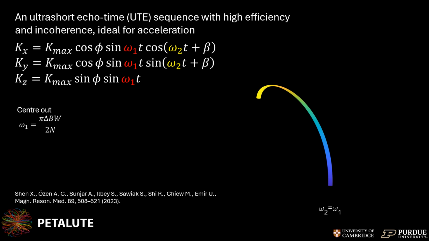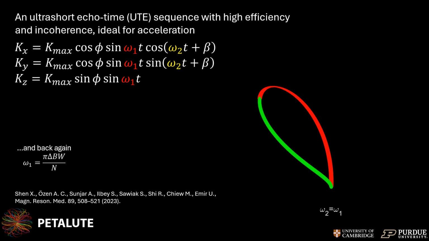For this work, we've set omega-1 to be equal to omega-2, and we choose omega-1 so that we get to the edge of k-space, but then come back again so that we sample the center of k-space twice within each shot. The novel aspect here is that we reconstruct those two parts of the petal into two different images, thus having dual echo contrast.